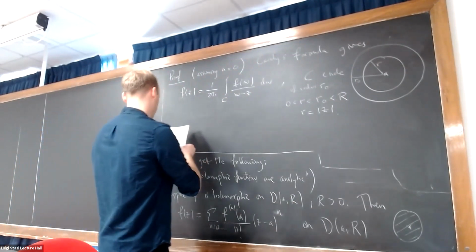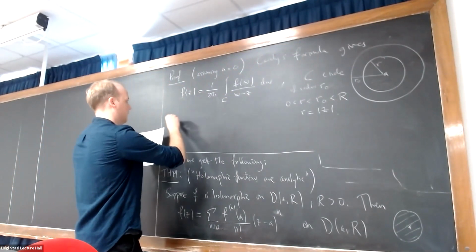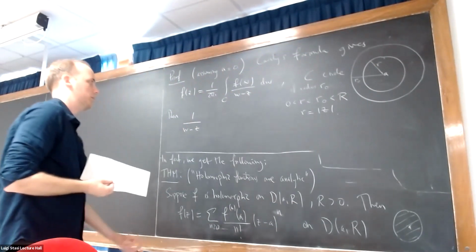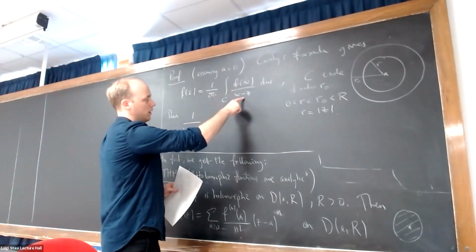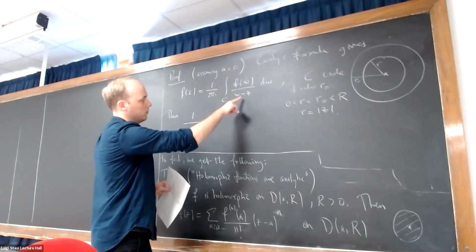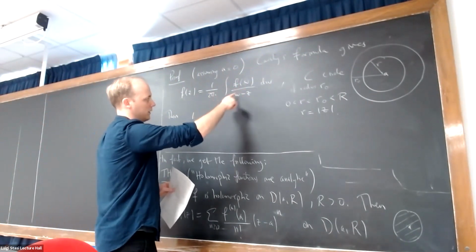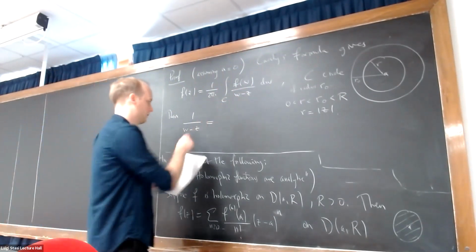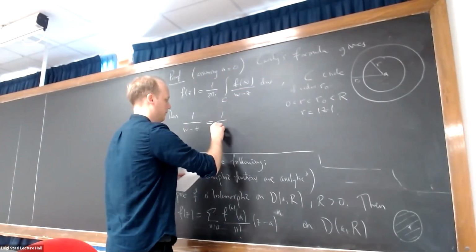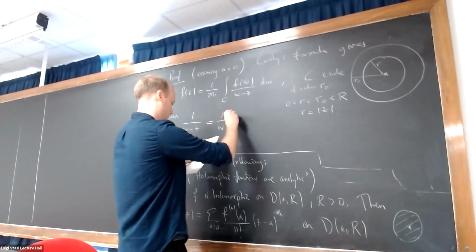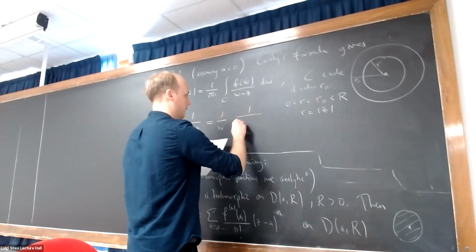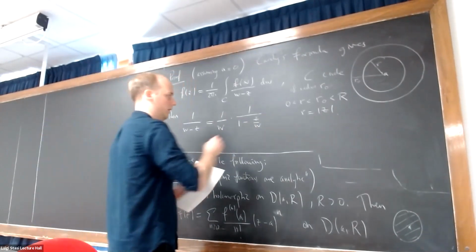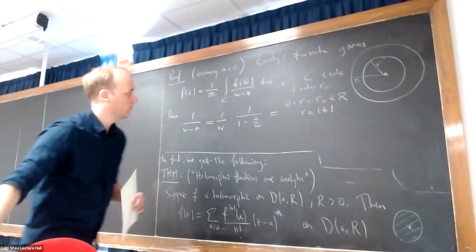So let us recall that we want to get the power series expansion out of this kind of thing. And how do we do that? Well, we note that this factor 1 over w minus z has a sort of well-known expansion, because we can use the trick of factoring out 1 over w. So we write it as 1 over w times (1 minus z over w).